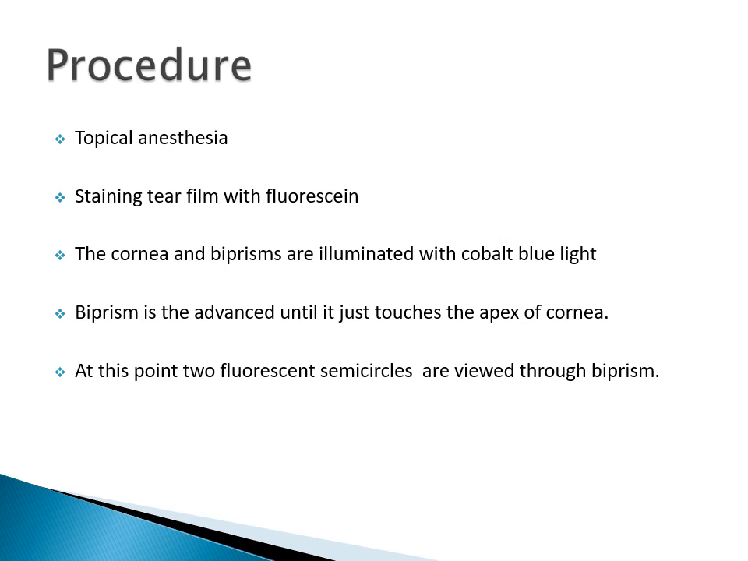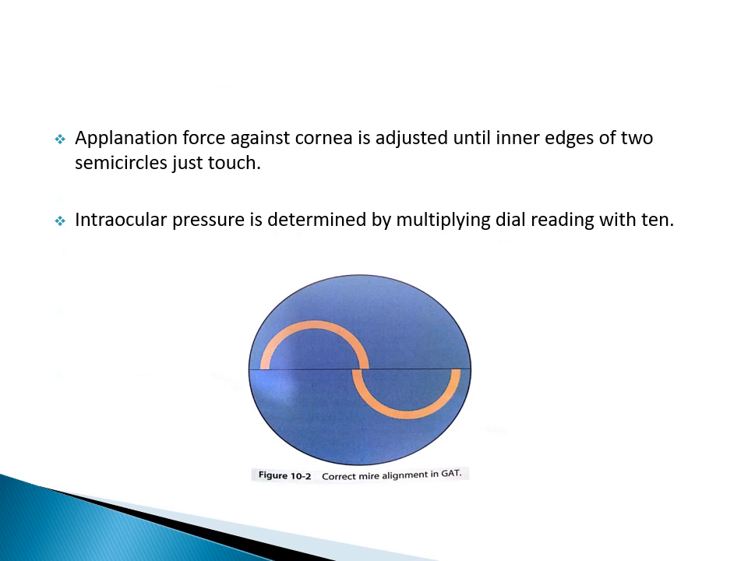At this point, the two fluorescent semicircles are viewed through the biprism. Then the applanation force on the cornea is adjusted until the inner edges of the two semicircles just touch each other. It is shown in the given image. Then the intraocular pressure is determined by multiplying the dial reading by 10.